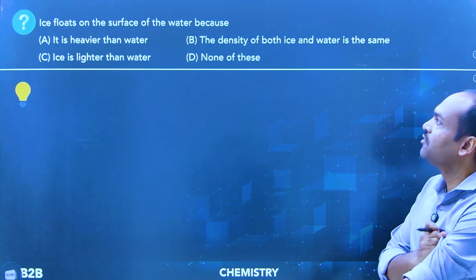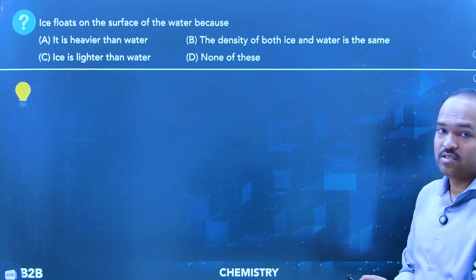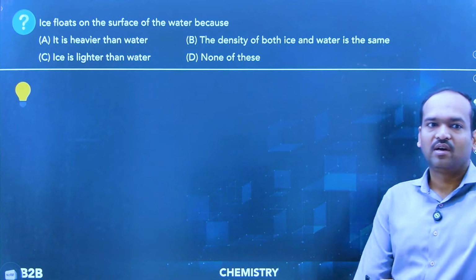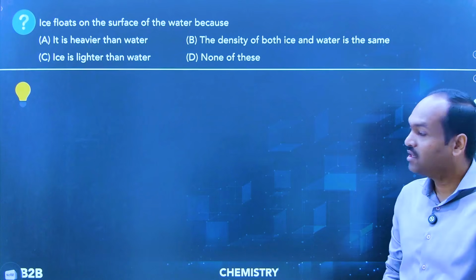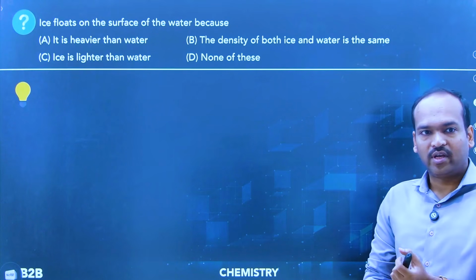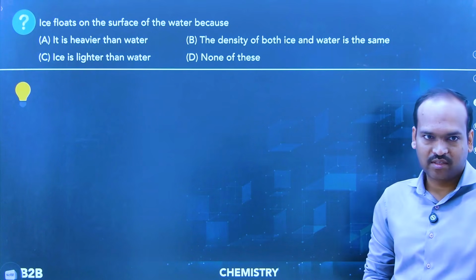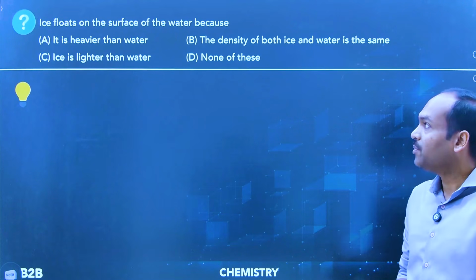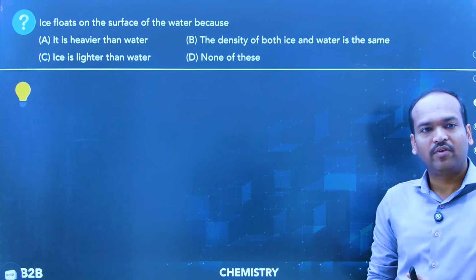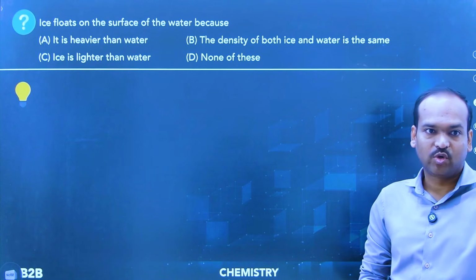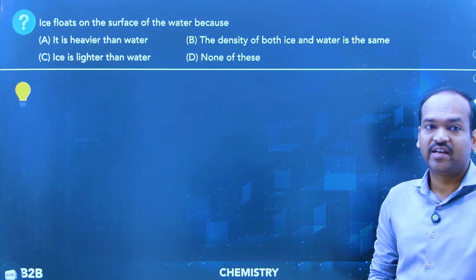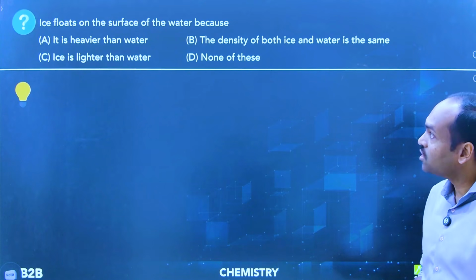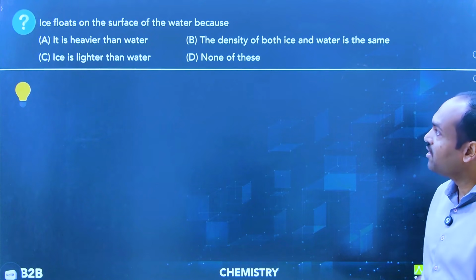Ice floats on the surface of the water because... unique question, beta. Ice has a very unique property, okay? In water there is a special type of bonding. We will discuss it in chemical bonding, beta: hydrogen bonding. So what happens is the volume of ice is more, so its density decreases. Okay, so ice floats on the surface of water because it is heavier than water.